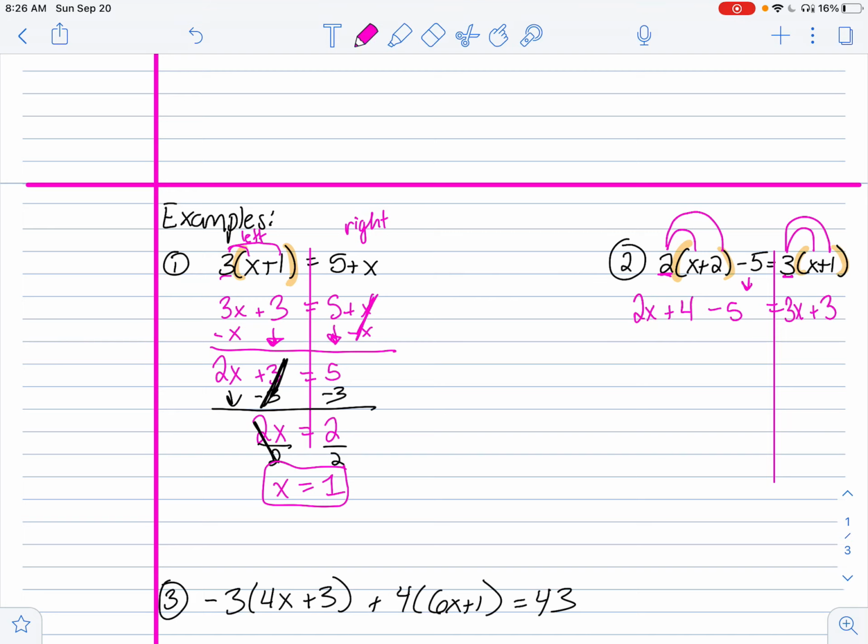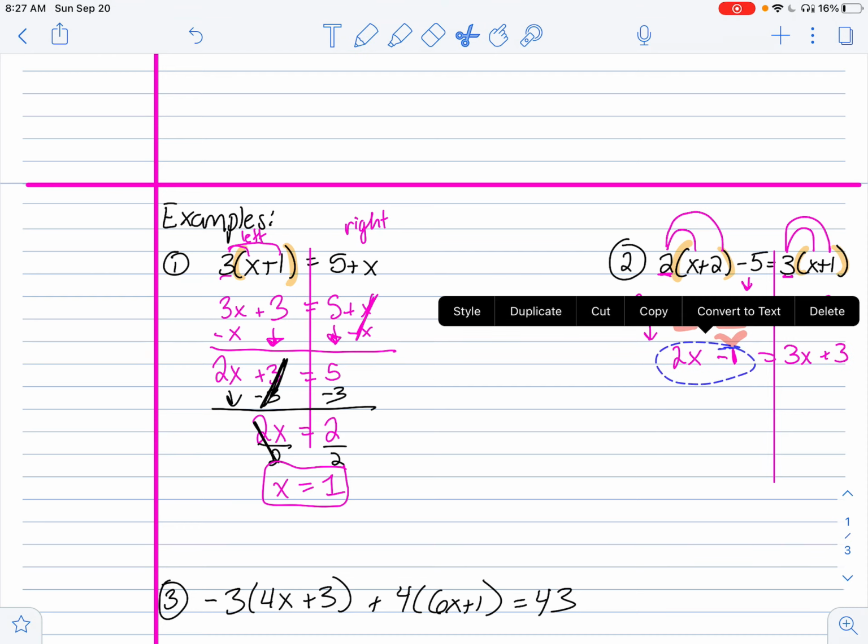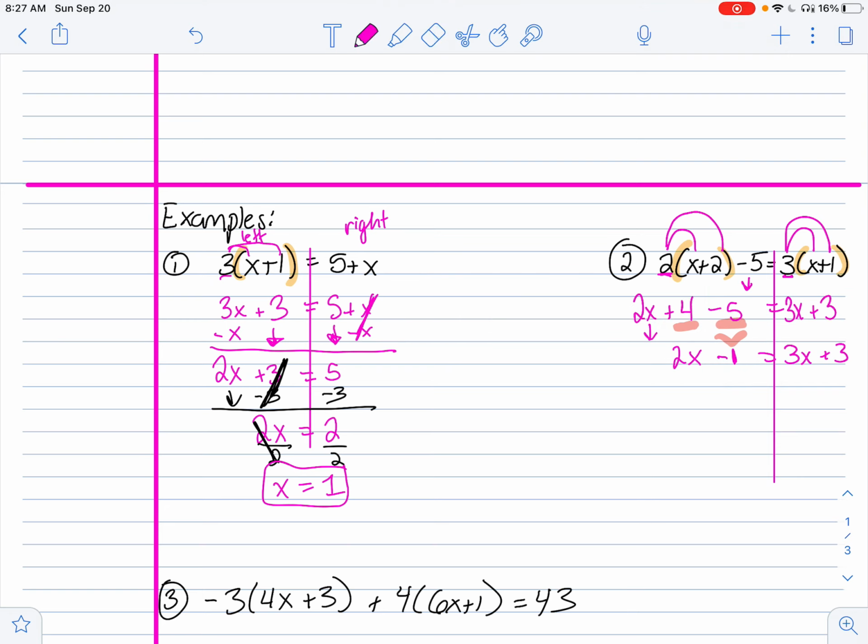But I can combine my 4 and my minus 5. Those are like terms. They're both just plain old numbers, so we can combine them. 4 minus 5 will combine to give me minus 1. And then I just bring down my 2x because I haven't used that yet. 3x plus 3, those two things cannot combine because one has an x and one does not, so we just drop those down to the next line. So now what I'm left with is 2x minus 1 equals 3x plus 3.